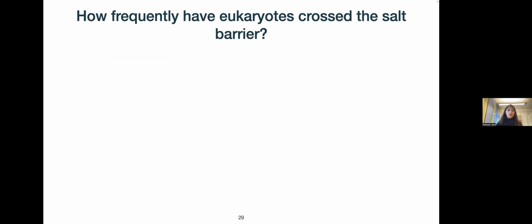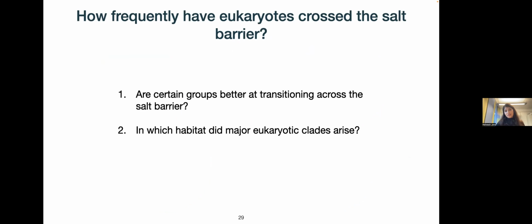So we asked, well, how frequently have eukaryotes crossed the salt barrier? Are certain groups better at transitioning across environments? And in which habitat did major eukaryotic clades arise?